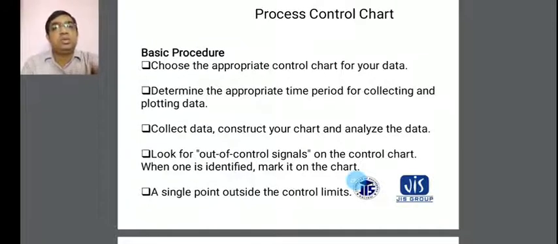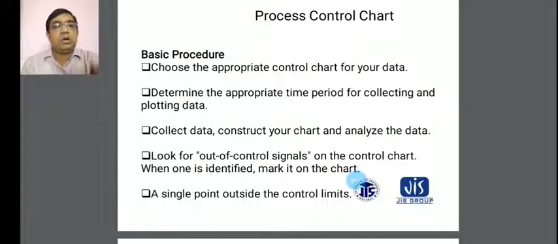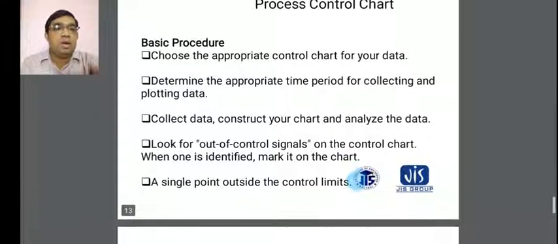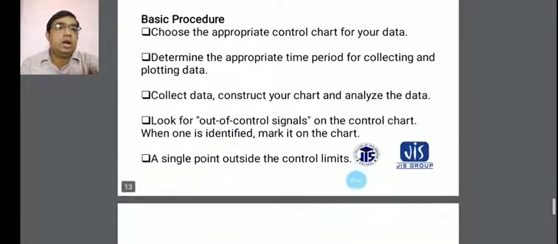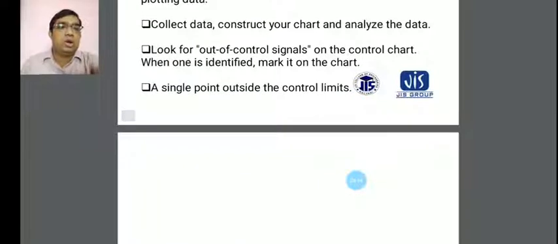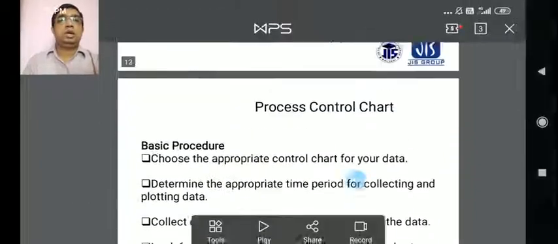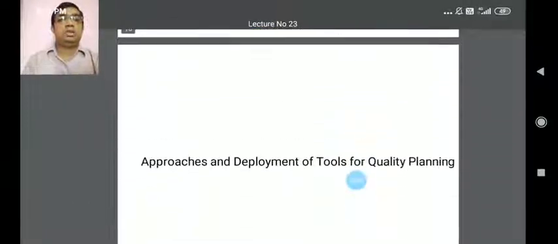During the analysis of the data, you check whether the data is correct or wrong, and how to simulate and control your data and control charts. Look for out-of-control signals on the control charts. When one is identified, mark it on the chart. A single point outside the control limit is one such signal in your process control charts.